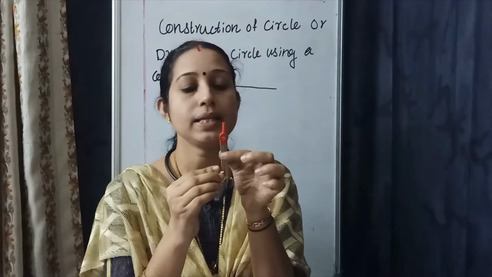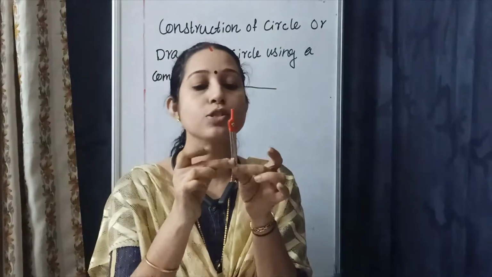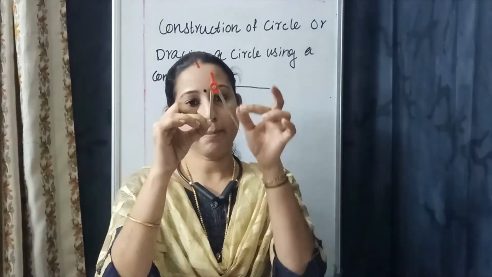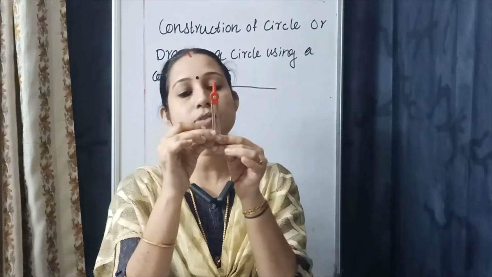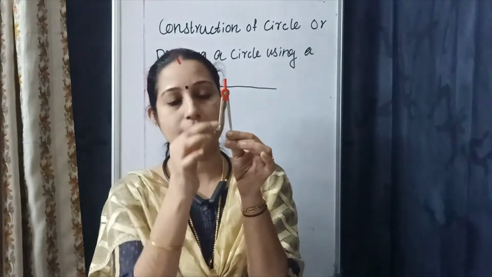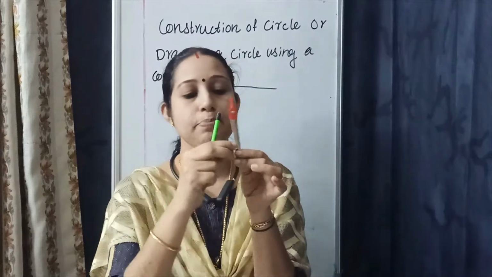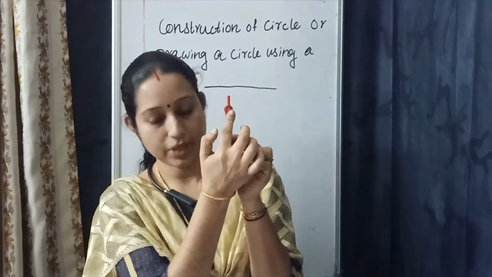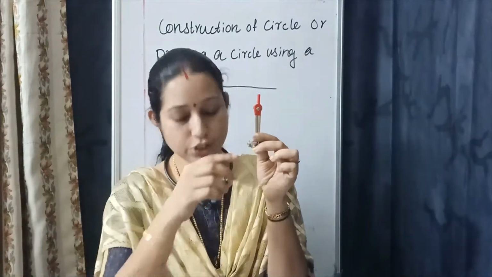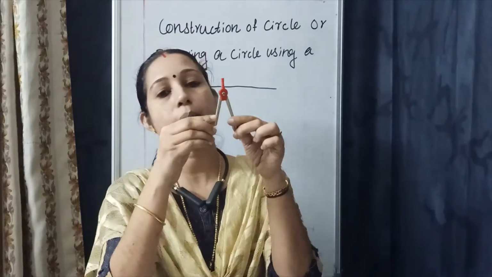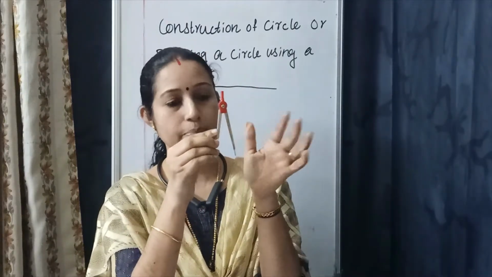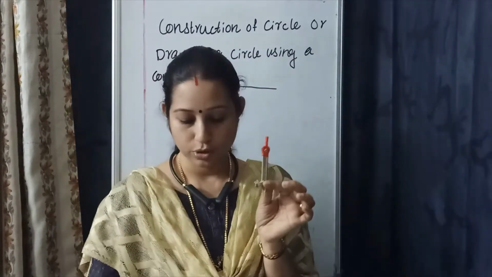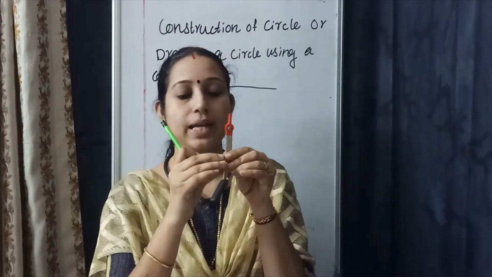Some parts are there. It has two arms. This one is the metallic arm, and this one is the pencil holder, the pencil arm. And this is the hinge. What is the use of the hinge? The hinge controls the two arms of the compass.